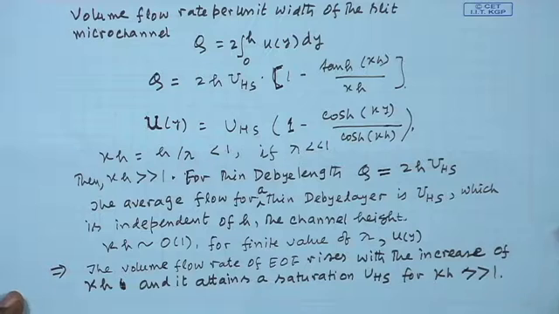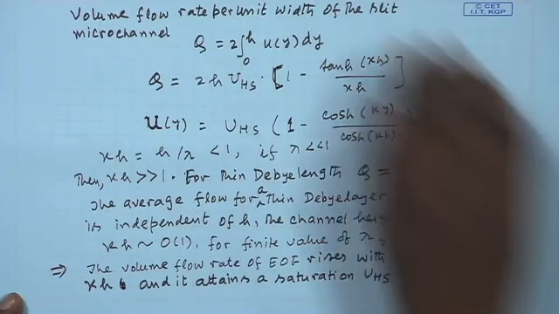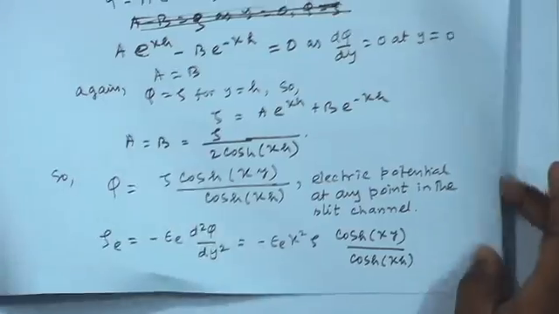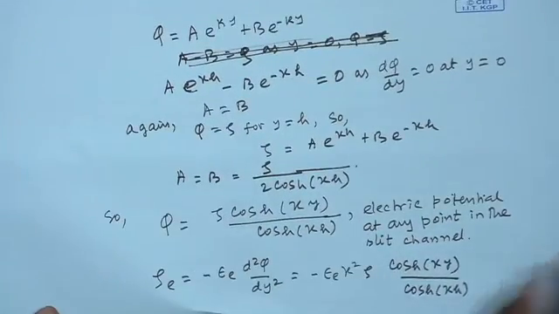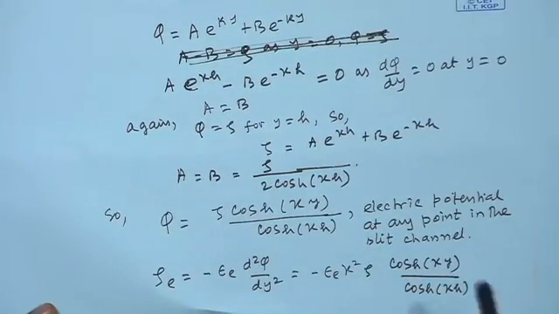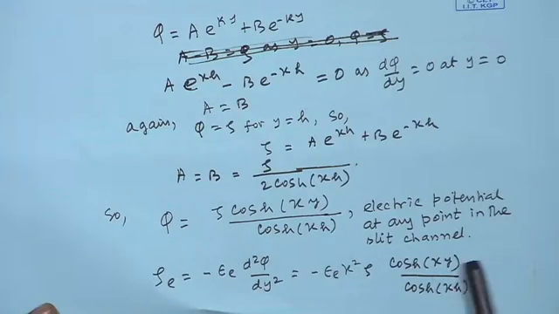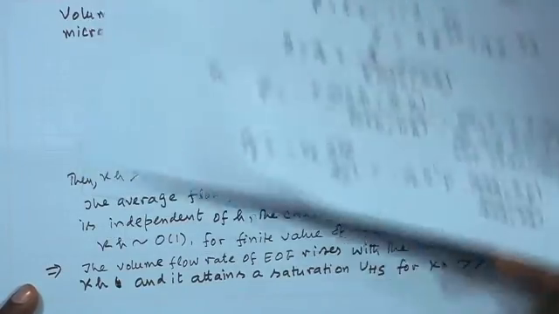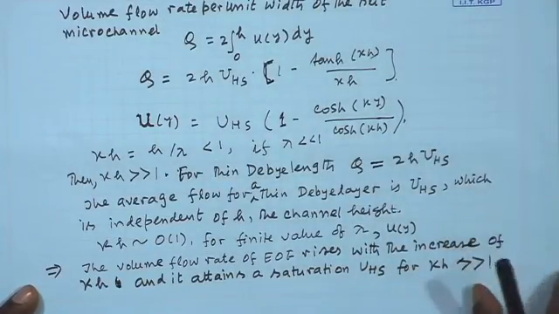Another thing is that the electroneutrality, or if you see the charge density equation, rho e, this rho e becomes 0 when kappa h is very large. So that means an electroneutrality condition appears outside the thin Debye layer.